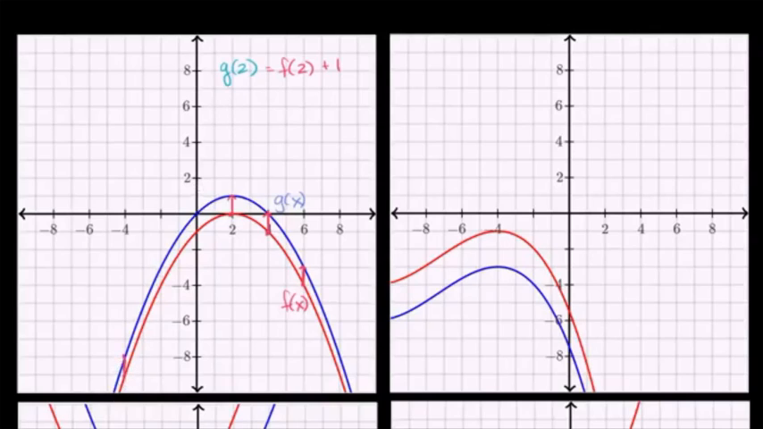So we can actually generalize this. This is true for any x. G of x is equal to f of x plus 1. Let's do a few more examples of this.